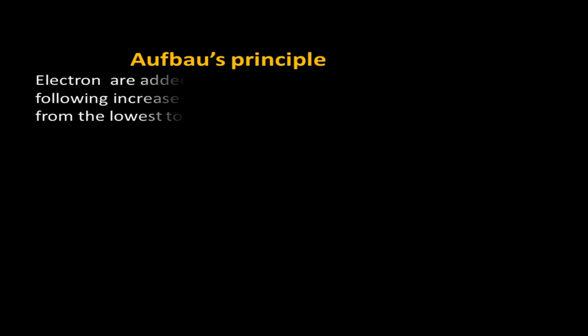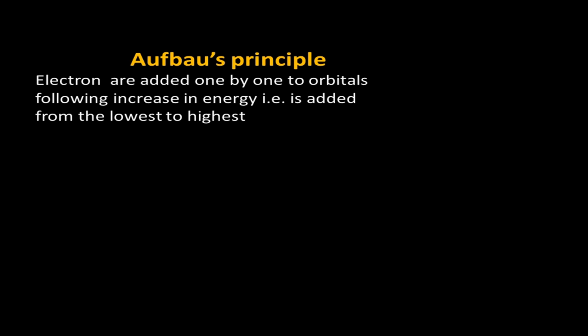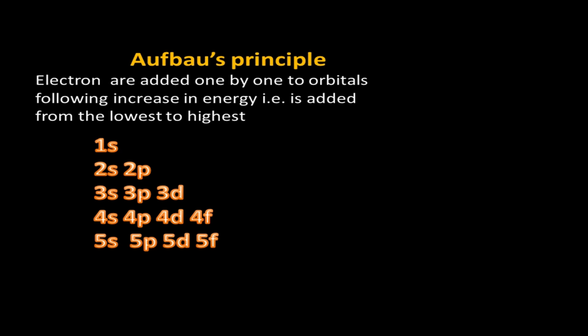Aufbau's principle. Aufbau's principle states that electrons are added one by one to orbitals following increase in energy. That is, electrons are added from the lowest to highest. This is the energy level, and this is how electrons are added. 1s first because it has lower energy, then 2s because after 1s comes 2s, that is the increase in energy, followed by 2p, followed by 3s, followed by 3p, followed by 4s, followed by 3d, followed by 4p, followed by 5s, followed by 4d, followed by 5p, followed by 4f, followed by 5d, and followed by 5f, then continue like that.